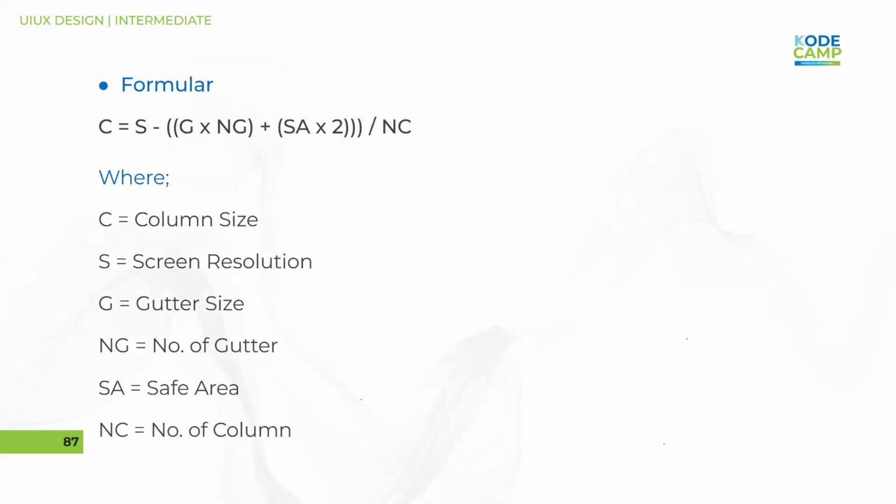Okay, so this is the formula for solving for your column size. C, which is your column size, equals screen resolution minus, open bracket, gutter size multiplied by number of gutters, close bracket, plus, open bracket, safe area multiplied by 2, close bracket, all divided by number of columns. Okay, so let's see how we practicalize this.